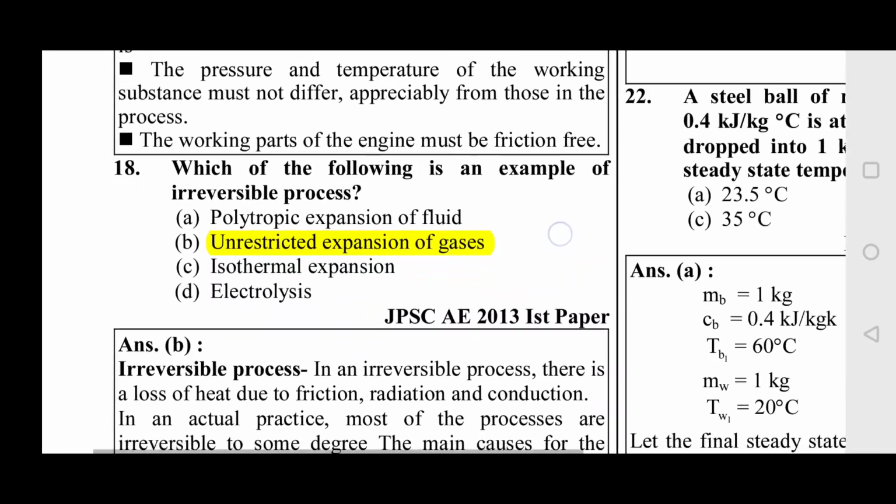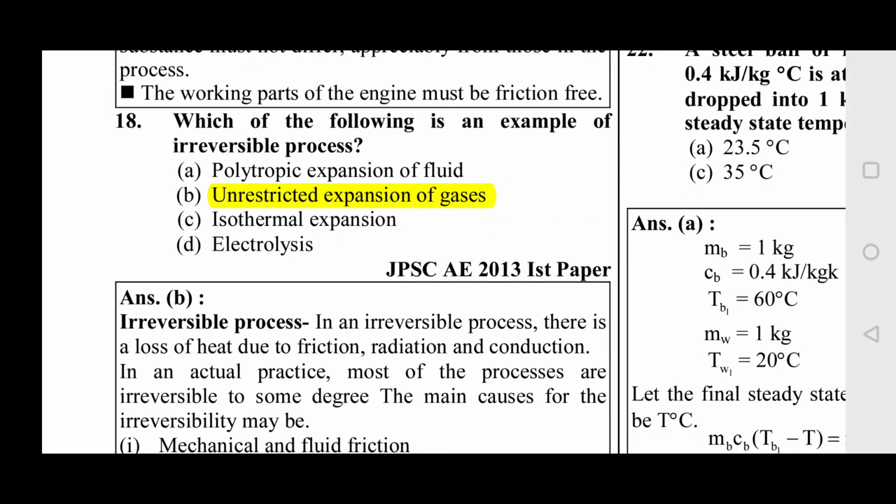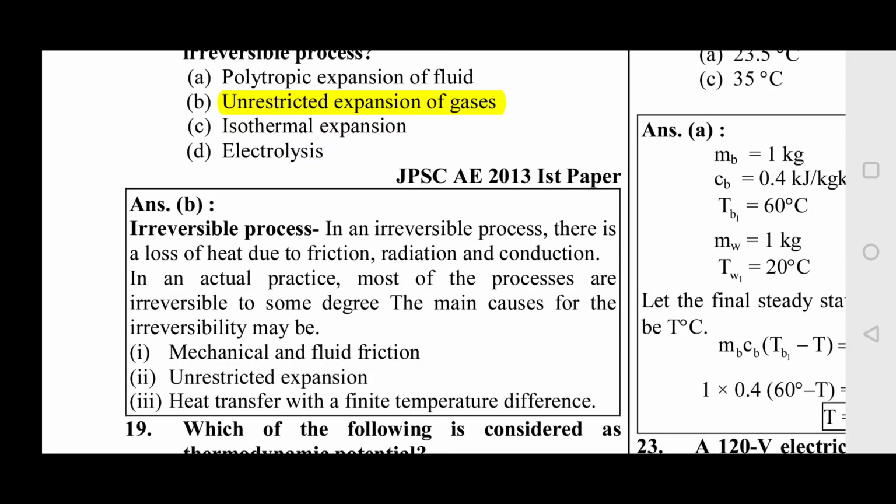Okay, next question. This is one of the important questions. Which of the following is an example of an irreversible process? Unrestricted expansion of gases. This is an example of irreversibility. We have to see three basic concepts: mechanical friction and fluid friction, unrestricted expansion of gases, and heat transfer with a finite temperature difference. These three conditions are the main causes of irreversibility.